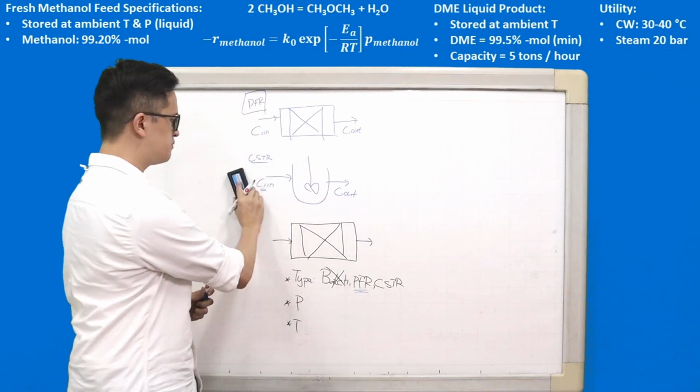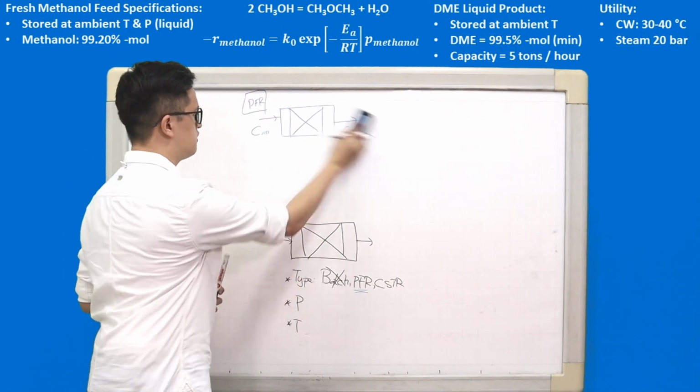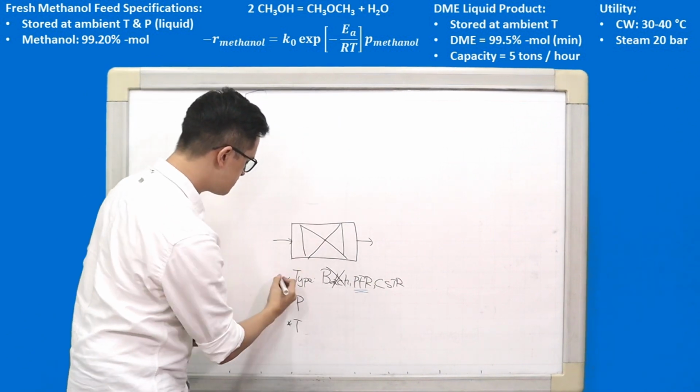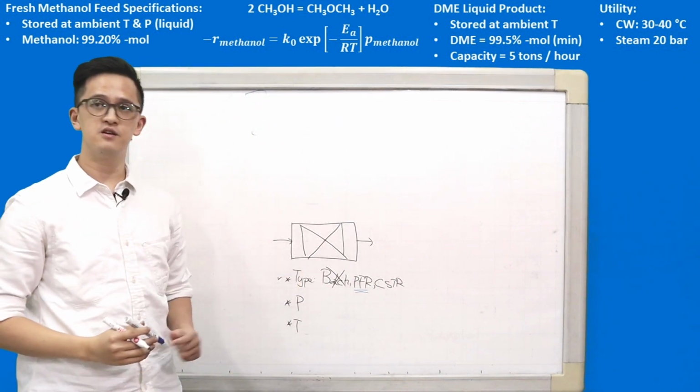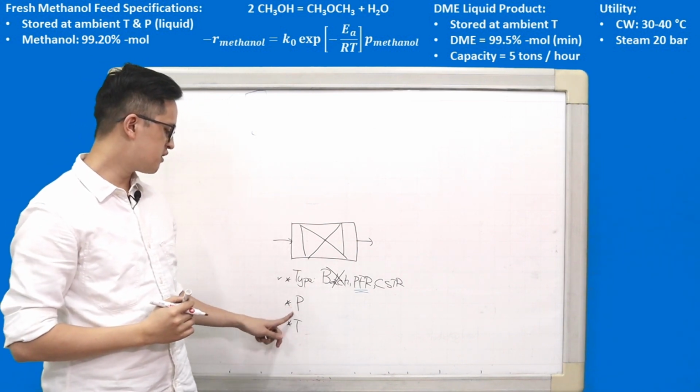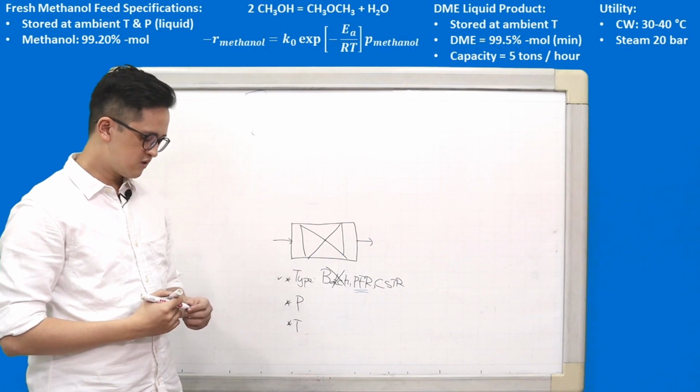Okay, so let me erase those additional explanations. We finished the explanation for the type of the reactor. Now we go into the operating conditions of the reactor. What will be the pressure and the temperature for this system?